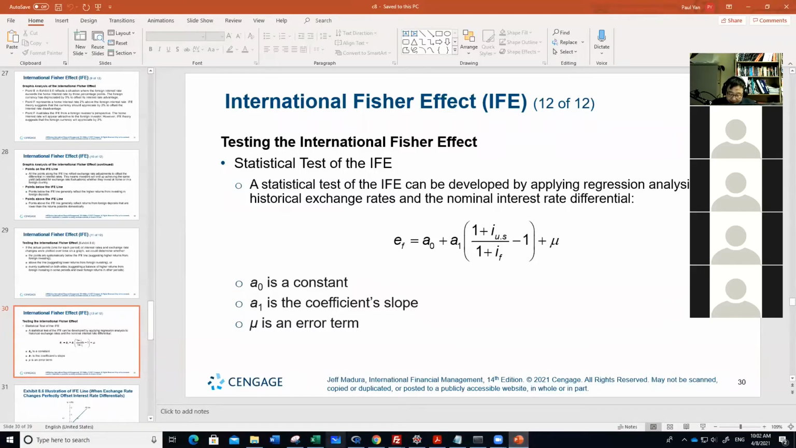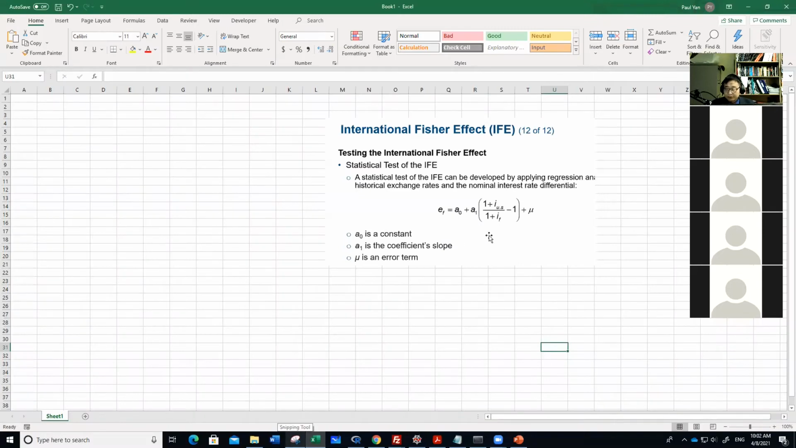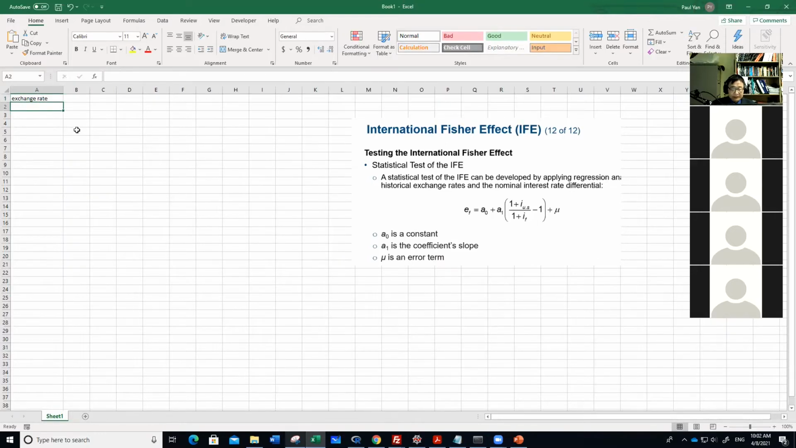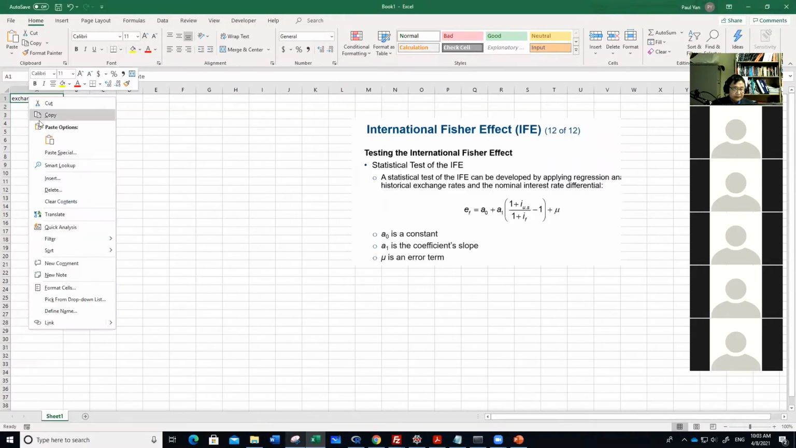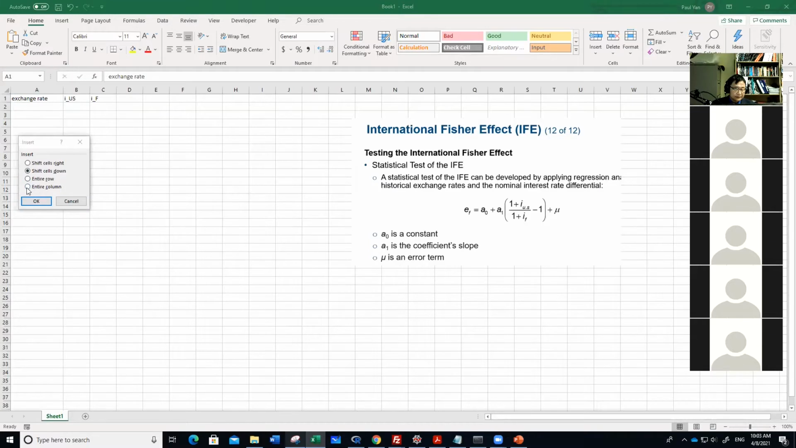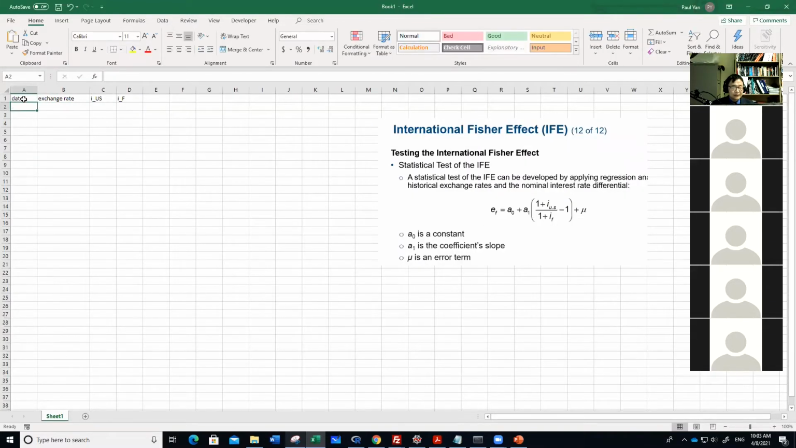I copy and paste to Excel. Suppose we have a column called exchange rate, then a column called I US, and a column called I foreign. I'm going to insert another column, which is usually called date. I use 1, 2, 3 as just some specific year and date. So this is exchange rate.